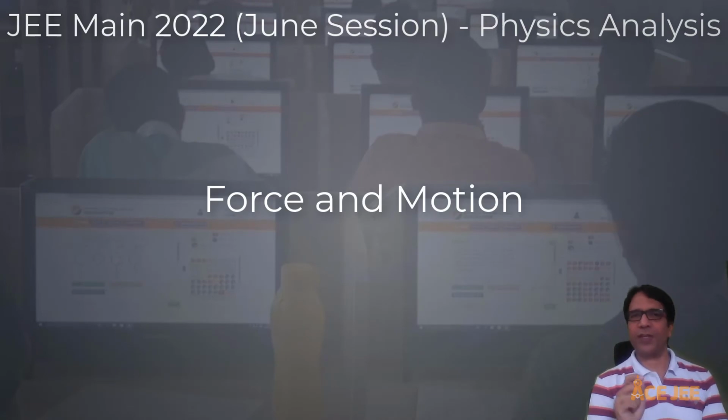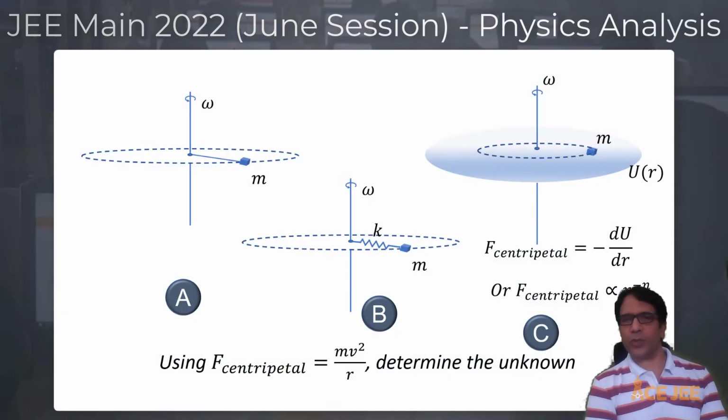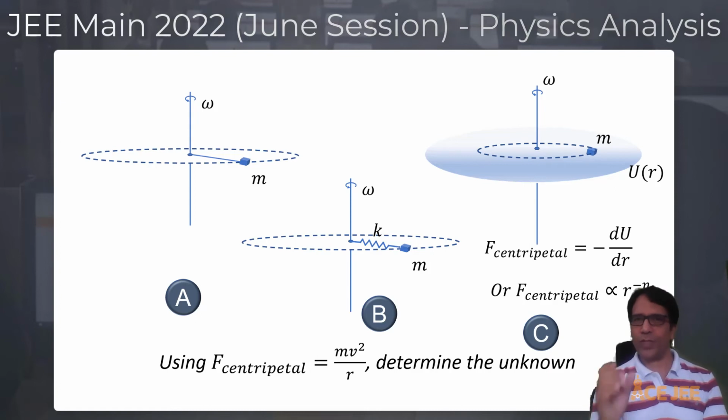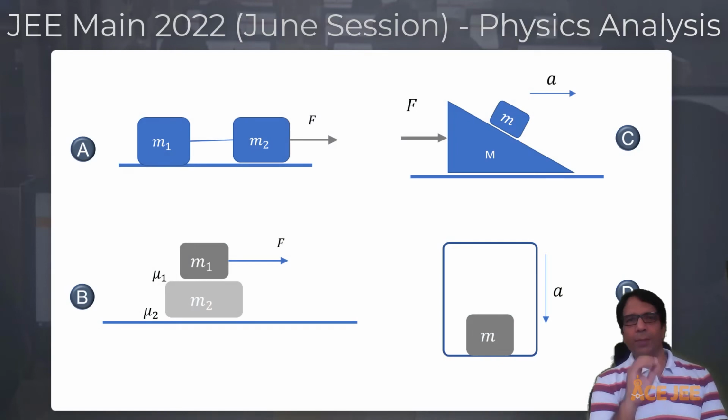So I'll talk about 5 different types of questions in force and motion that you might want to focus at. The first one is the uniform circular motion in the horizontal plane. So herein a particle will be moving in a circular path in the horizontal plane, and you will have to use F is equal to ma, that is the centripetal force is equal to mass times v square by r to determine the unknown.